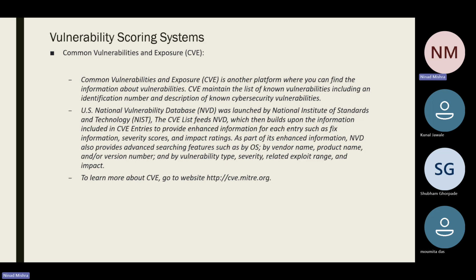So this CVE that we discussed, Common Vulnerabilities and Exposures, is another platform that can help you to identify vulnerabilities. Whenever vulnerabilities are found, the CVE will maintain this list of vulnerabilities. Along with that, it will associate a unique identification number with each vulnerability. So I'll show you how it is done.